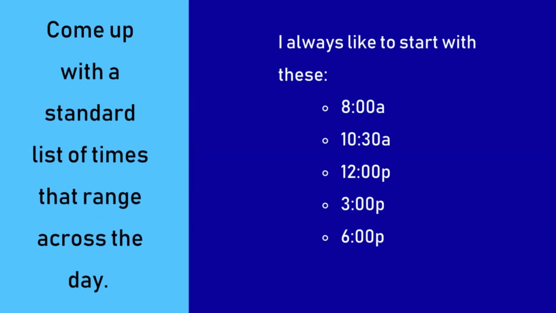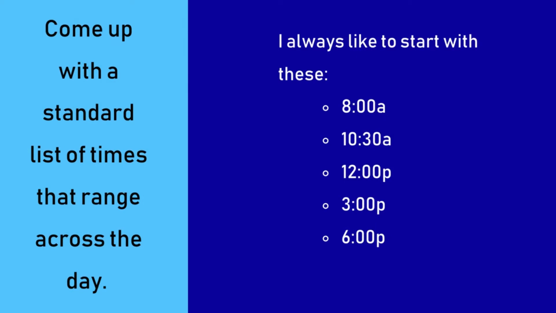First, you're going to want to come up with a standard list of times that range across the day. And I always like to start with these: 8 a.m., 10:30 a.m., noon, of course. We always want to test if people are responsive at lunchtime, 3 p.m., and 6 p.m. As you can see, I've just started like a nice span across the day, so I can start to gauge if morning or evening, middle of the day, sort of work best.